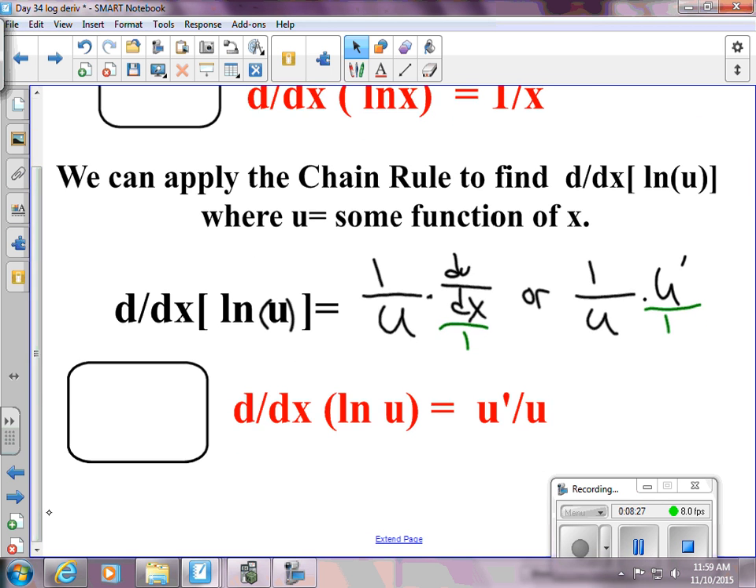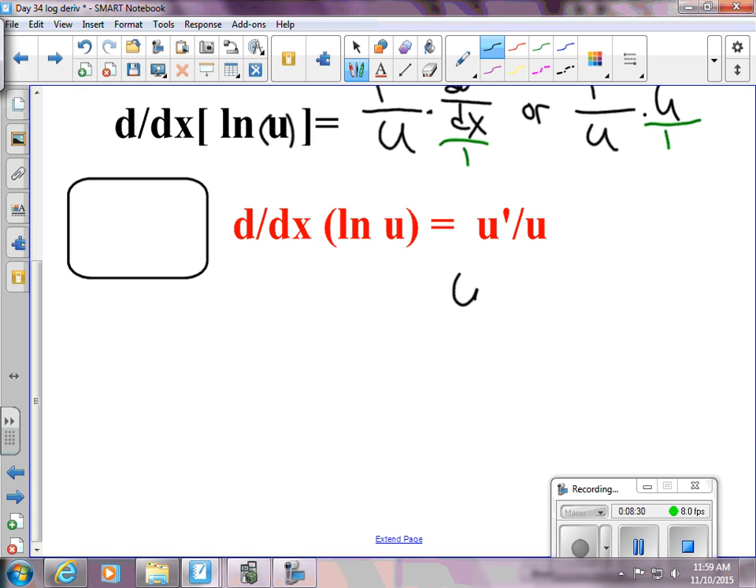Would you like that better? No? Now u prime looks better, right?